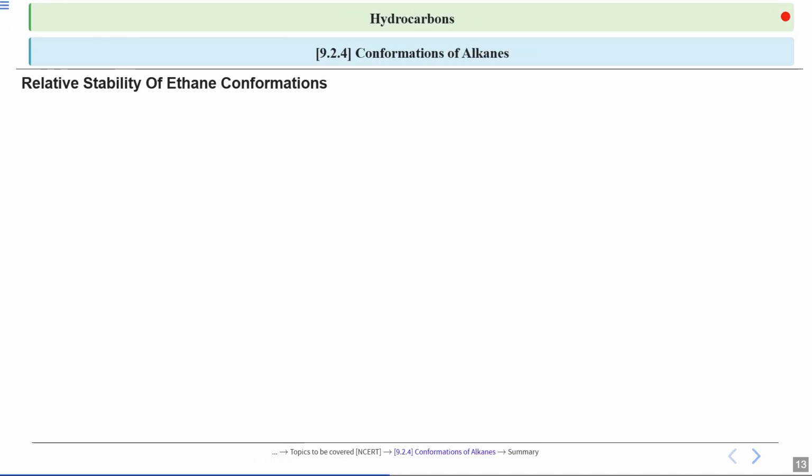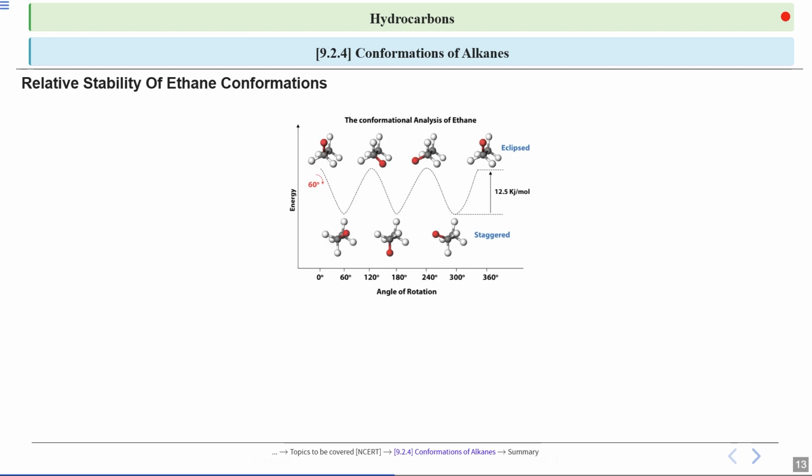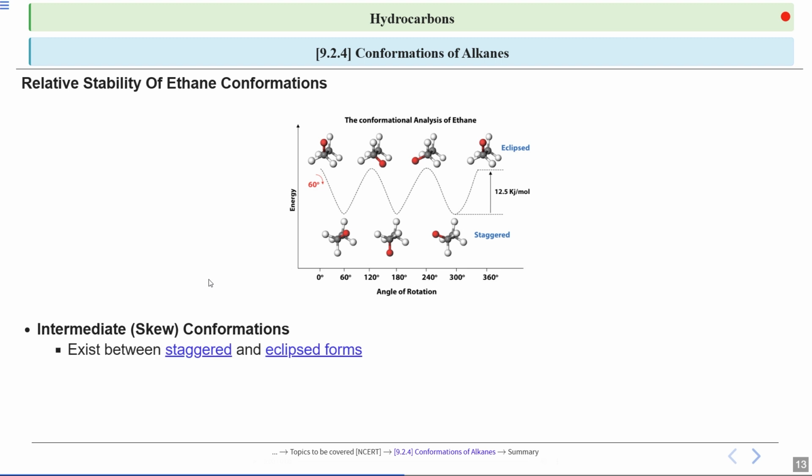Now moving on further, I said that we have left one kind of conformation. What is that? That is the intermediate or skew conformation, meaning the conformations that you are getting between the eclipsed and the staggered one. So basically, the top one is representing the eclipsed and the bottom one is representing the staggered. But still, we have some conformations in the middle also. There should be a name for that, and that name is skew conformation. Now, obviously it exists between the staggered and eclipsed conformation.